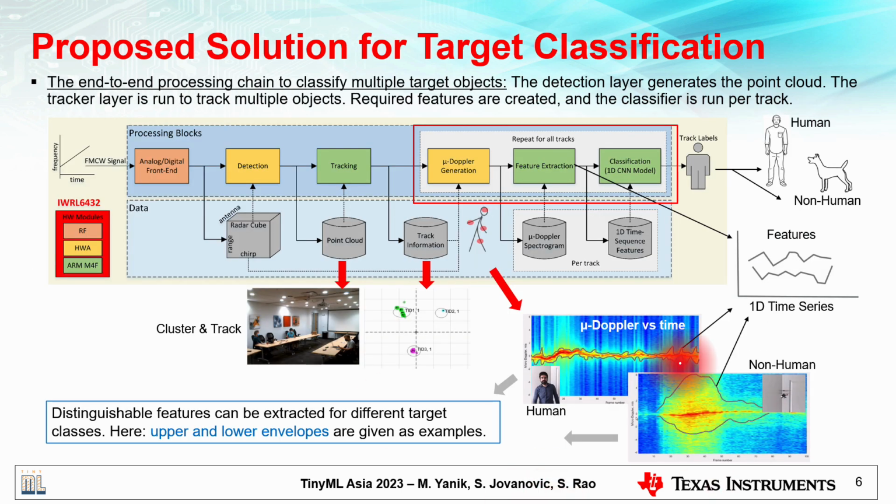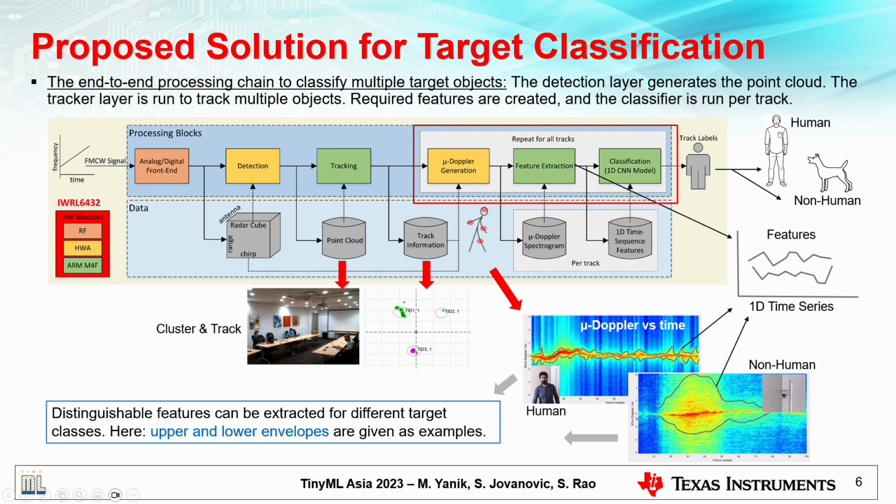At the first stage, once we get the ADC raw data, we apply detection algorithms to generate point clouds, and the multi-target tracking clusters these points and makes the multi-target tracking work. After that, when the tracking provides data, we localize this information for different objects, and we generate the micro-Doppler for each object separately.